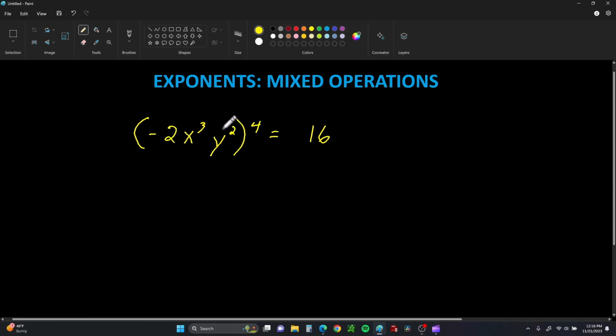So then I have x to the third raised to the fourth power is x to the 12th. I multiply them when I'm raising a power to a power. And again, y squared raised to the fourth power is y to the 8th. And this is the final answer.